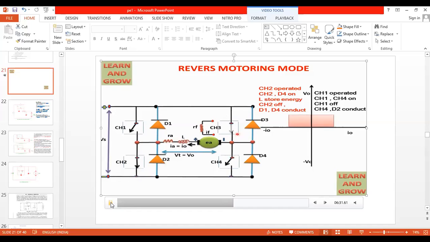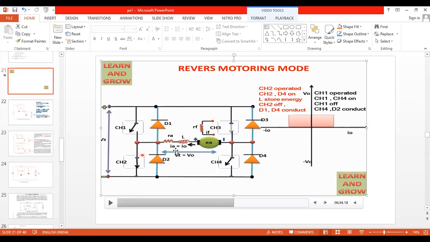Only these 2 choppers are on. Now the motor is rotating in which direction? Reverse direction. So this is the 3rd quadrant operation. I want to bring the electric train in backward direction, so the current should flow to the motor in reverse direction. Initially it was flowing from CH1 to CH4, now from CH3 to CH2. During this process, the inductor energizes and the motor accelerates and rotates in backward direction, and develops kinetic energy.